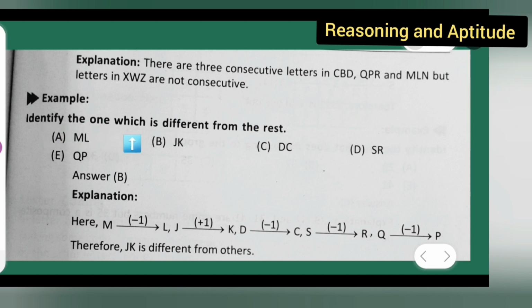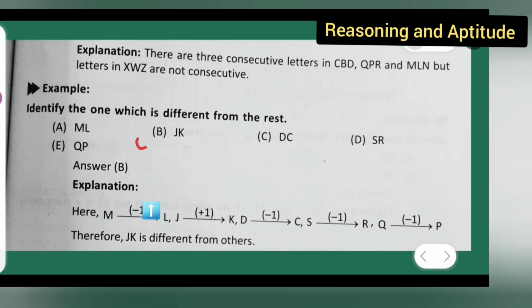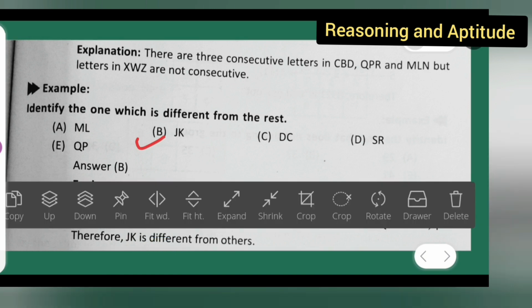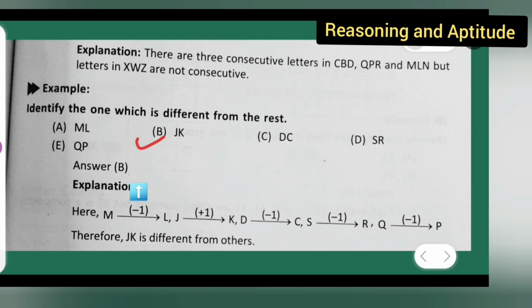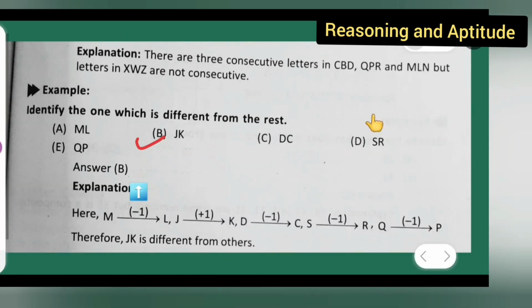Next example is identify the one which is different from the rest. Now which is different from the rest? Explanation is the option is B. Why option B is the correct option? Here M, L is given. Then comes J, K, plus 1 it will be. Then comes DC minus 1, SR, then QP. So JK is different from others. Rest you are getting all minus.